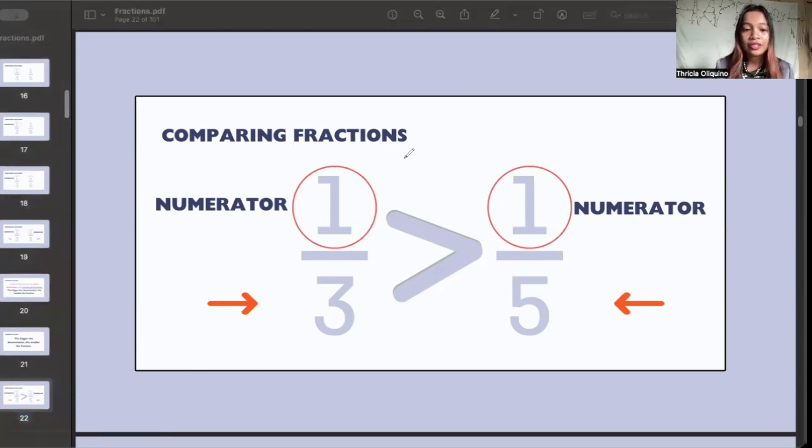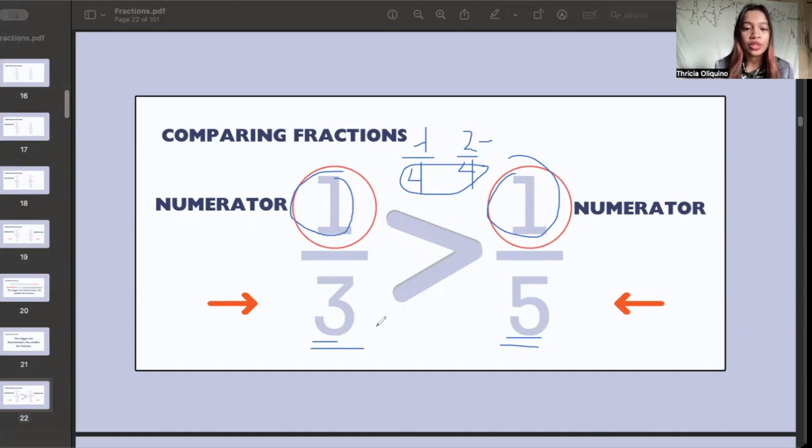So in comparing fractions with the same denominator, for example, 1/4 and 2/4, we just have to look at the numerator and identify which one is bigger. Is it the 2 or the 1? But in this one, when we have the same numerator of 1, we're going to look at the denominator. But then, here's the catch. If the denominator is bigger, it means it is the smaller fraction.